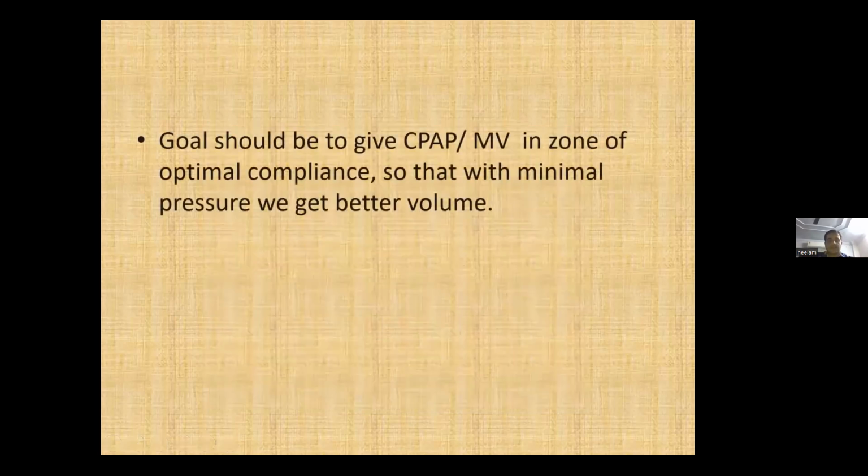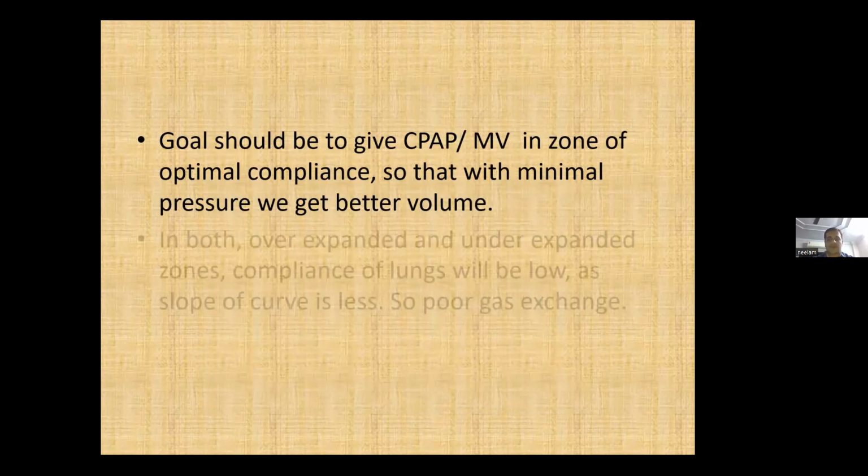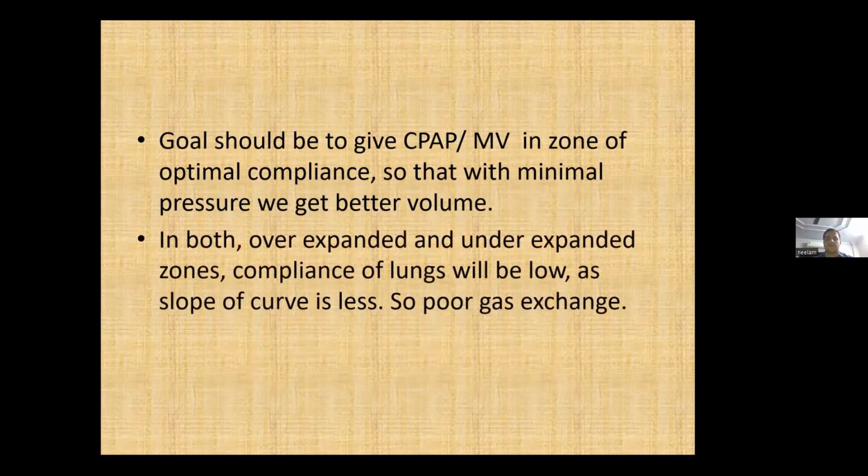As I told, the goal should be to maintain or to give CPAP or mechanical ventilation in the zone of optimal compliance, so that with minimal pressures we are able to get a better volume. In both over expanded and under expanded zones, the compliance will be low, the slope of the curve is less, and so the gas exchange will be very poor. That is why we should avoid both over distension and under expansion.